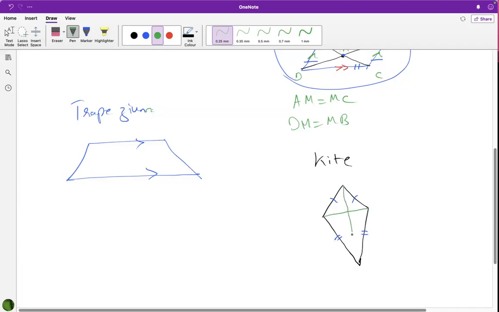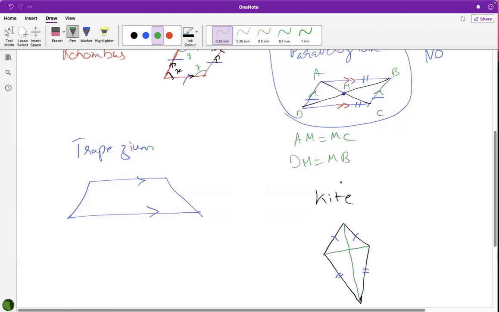One to the opposite. And what is the property regarding diagonals? If I just compare the diagonals of a kite and a parallelogram, in case of a parallelogram, they intersect at the midpoint, but this is not the case in a kite. But what can we say about the diagonals? We can say they intersect at 90 degrees.